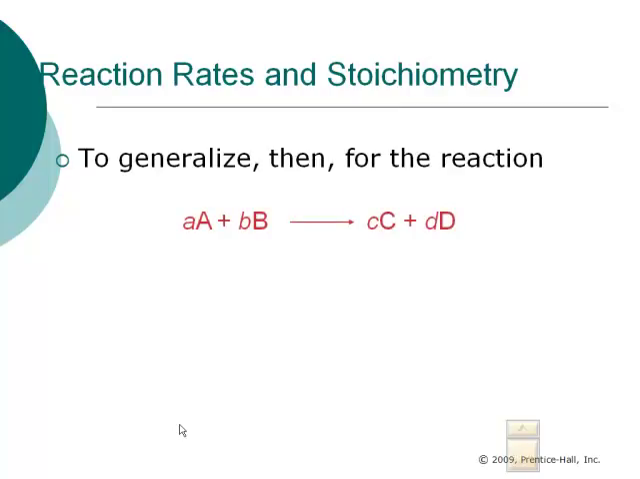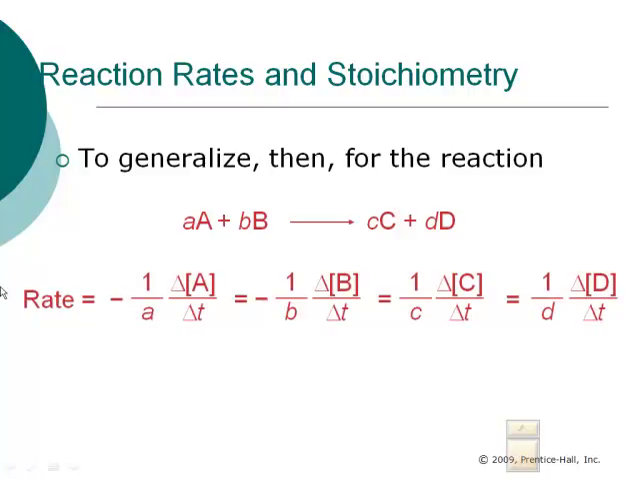So let's generalize then for the reaction rates. Let's pretend like we have this reaction here. You have a coefficient of lowercase a for A and a coefficient of lowercase b for B, making a lowercase c for C and a lowercase d for D. So the lowercase letters are like coefficients. They can be numbers, 1, 2, 3, 4, 5. This is what the reaction rate would look like.